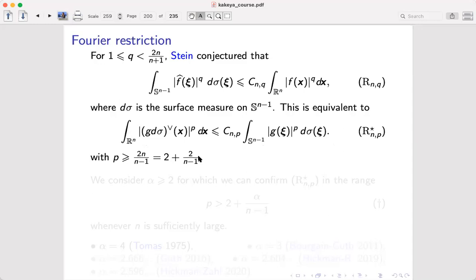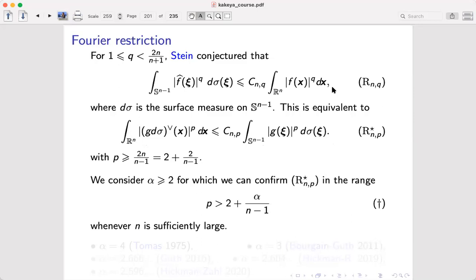And people have used Fourier restriction to prove Bochner-Riesz results in the past as well. And Tao proved that Bochner-Riesz implies this restriction conjecture. So anyway, the restriction conjecture is still open. It was proved in two dimensions by Fefferman and Stein.